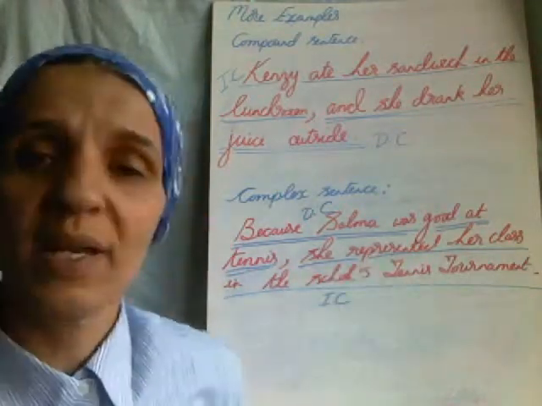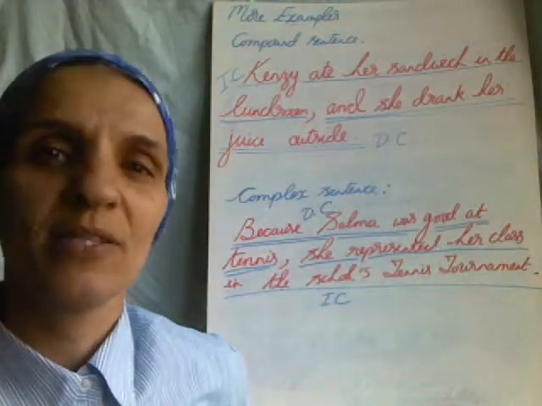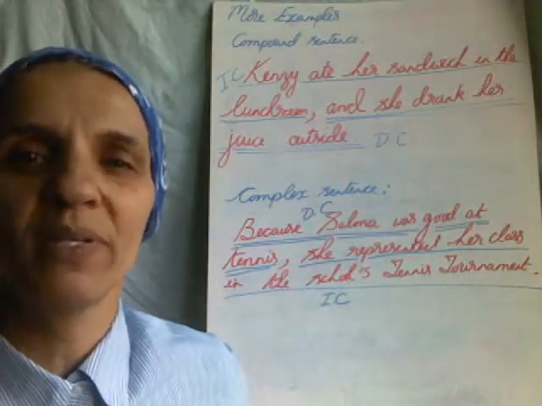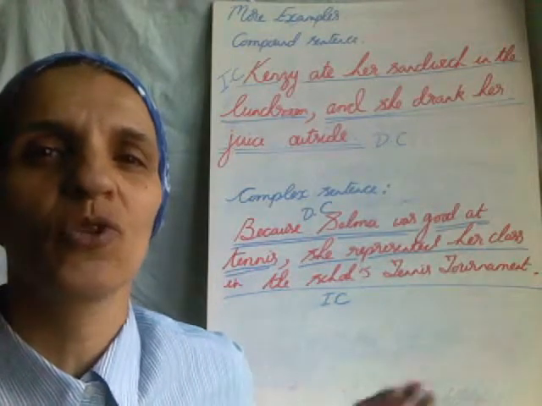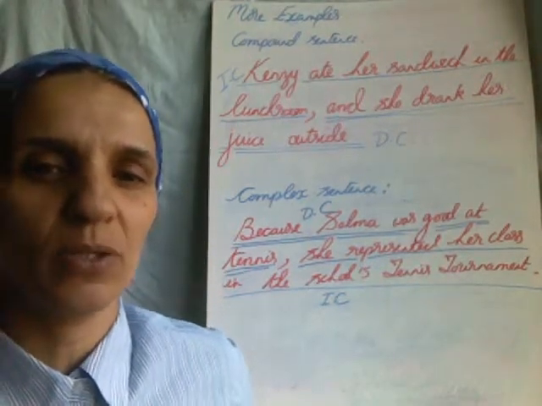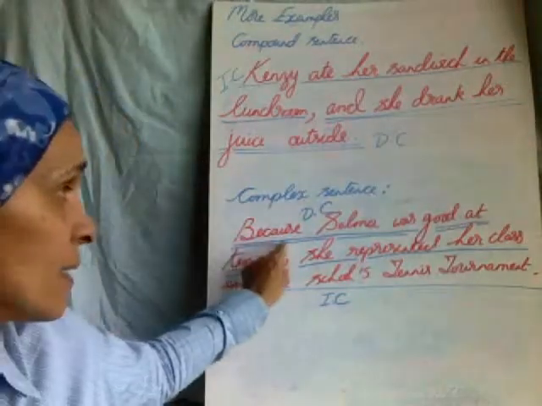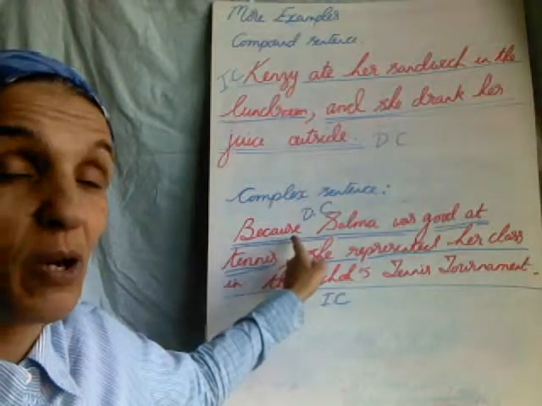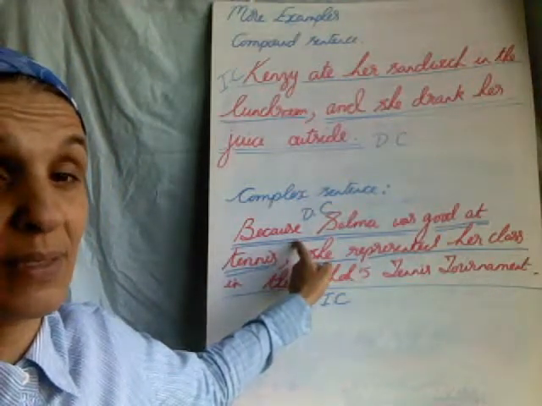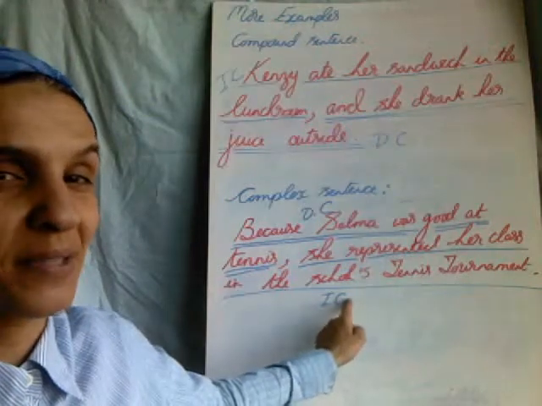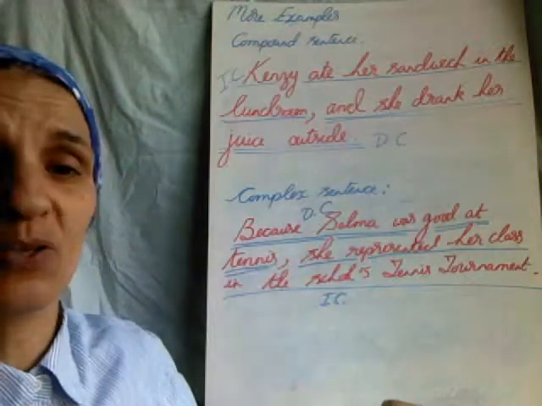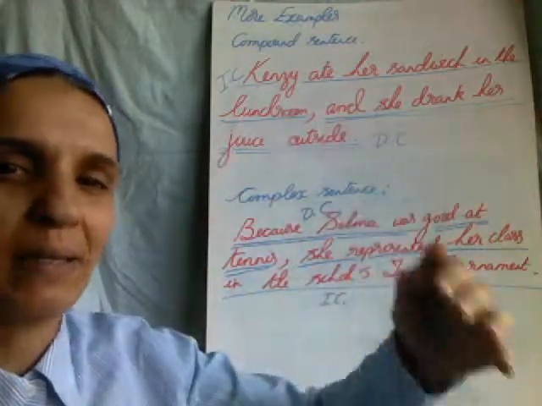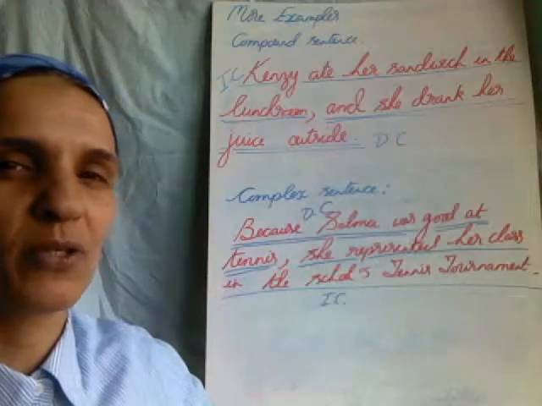She represented her class in the school's tennis tournament. That's your independent clause, because it can be a complete sentence on its own. She represented her class in the school's tennis tournament. It makes perfect sense as a sentence on its own. And here we've started by using the conjunction because. Okay, so because can be at the beginning of a sentence, but it has to be like this. You can't just write because Salma was good at tennis, full stop. You have to continue and explain what happens because she's good at tennis.